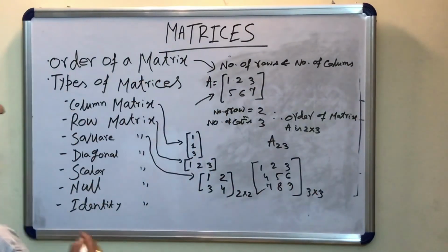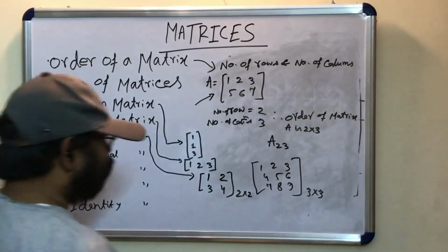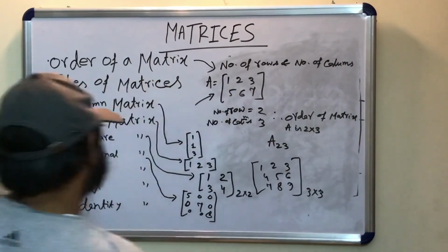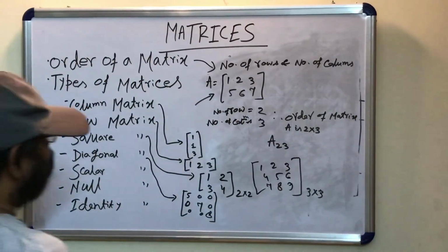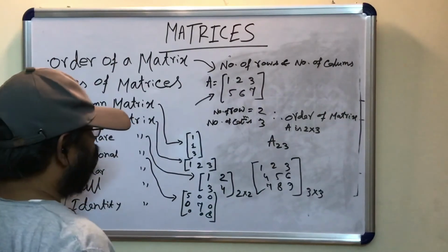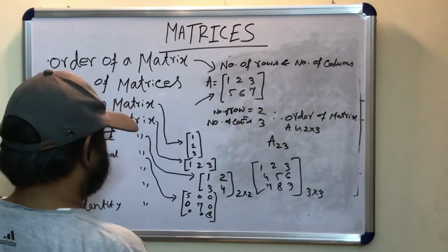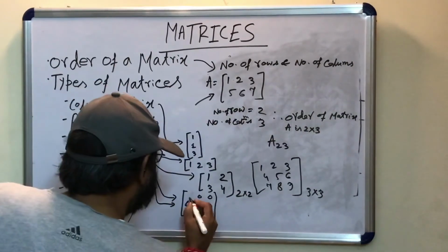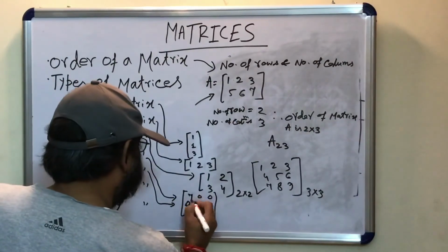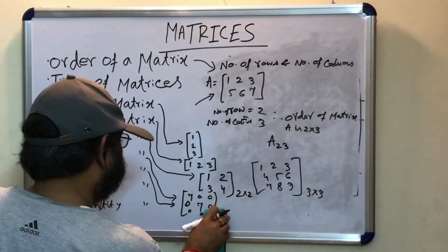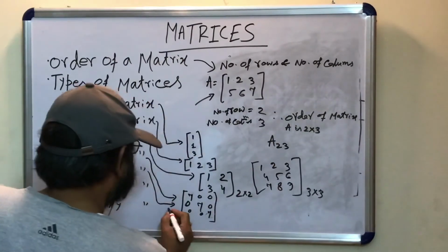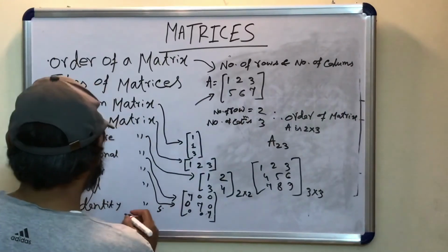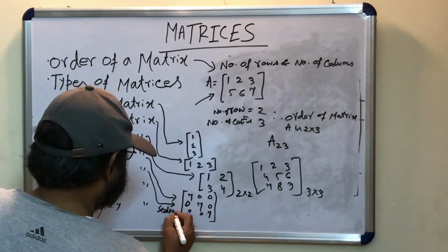What is a diagonal matrix? A diagonal matrix is a square matrix where all diagonal elements are non-zero but all other elements are 0. If all the diagonal elements are the same, say 7, now it is a scalar matrix.